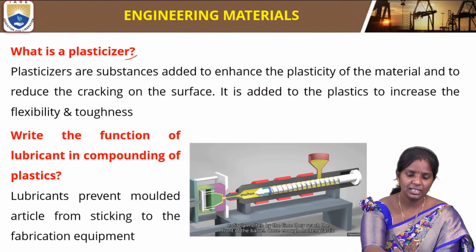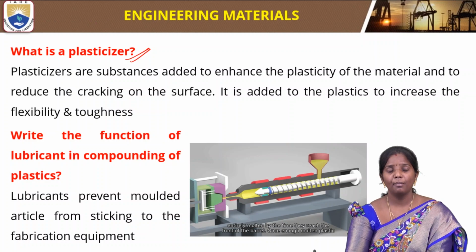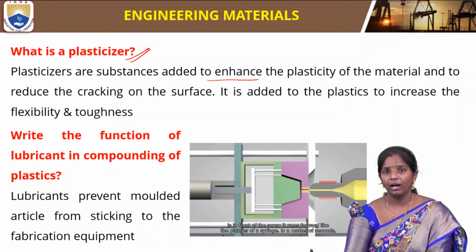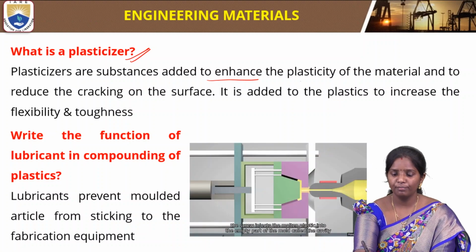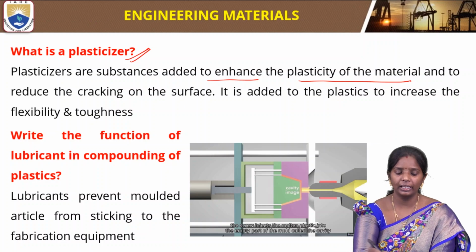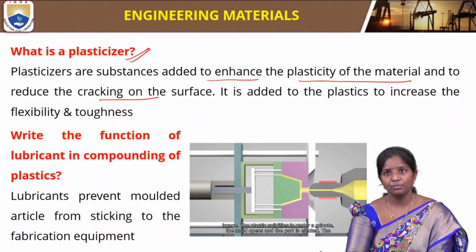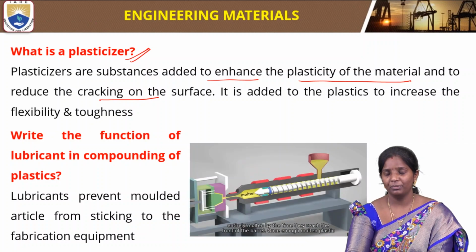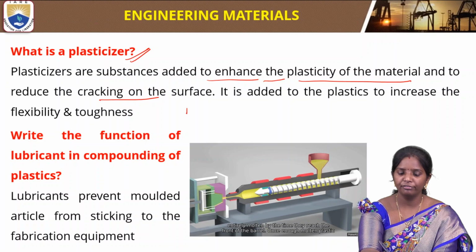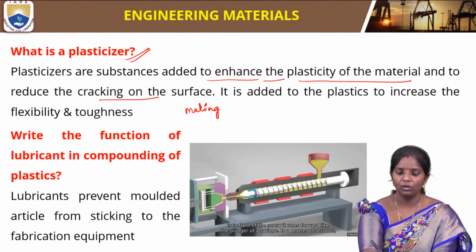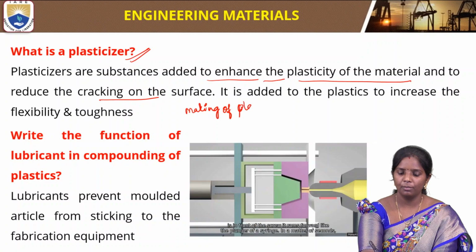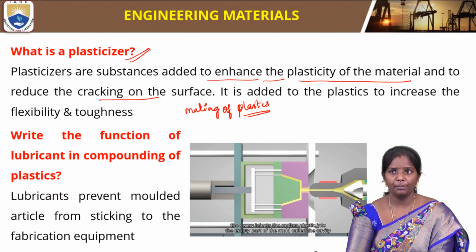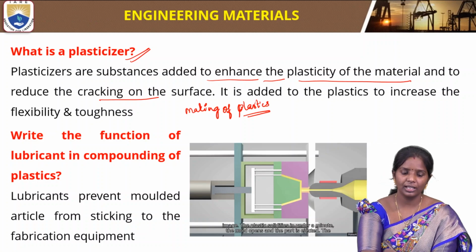Then the next one is plasticizer. So what is a plasticizer? Plasticizers are substances added to enhance the plasticity, that is the property of the material, and to reduce the cracking of the surface. It means plasticizers, whenever they are added to these resins during polymerization, the making of plastics, that is compounding of plastics, will increase the plasticity of that particular material and reduce cracking on the surface.